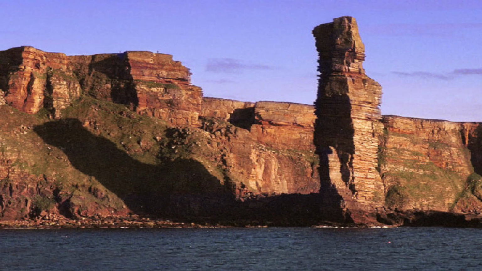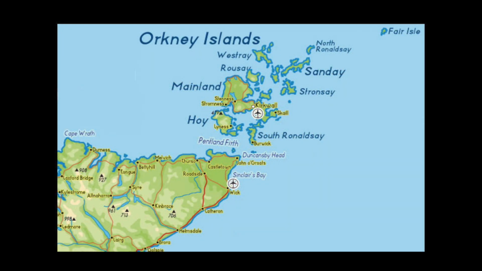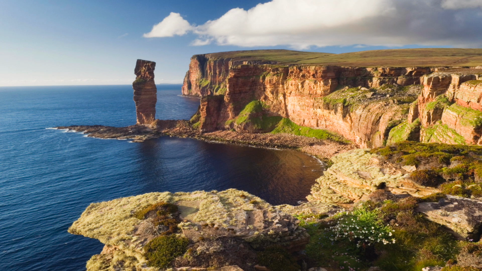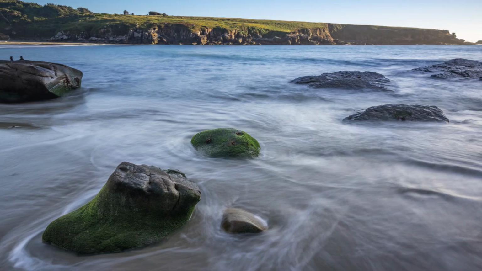The Old Man of Hoy, which is 137 meters high in the Orkney Islands of the British Isles, is a typical example of a sea stack. When the stacks are consumed by the wave attack, a small portion of it is visible above the sea level, which is called a stump.